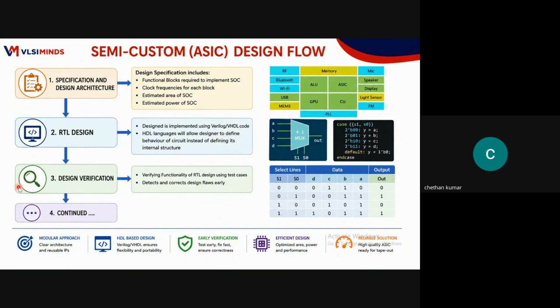So here, when we go deeper into this: specification and design architect. Who will provide this specification? For example, we want to bring one chip to the market. So there will be a customer requirement, and based on the customer requirement, the customer will give the specifications. It has to work under this field. It has to work at this particular frequency. The chip size should be like this. That area, whatever the SOC, everything will be given by the customer.